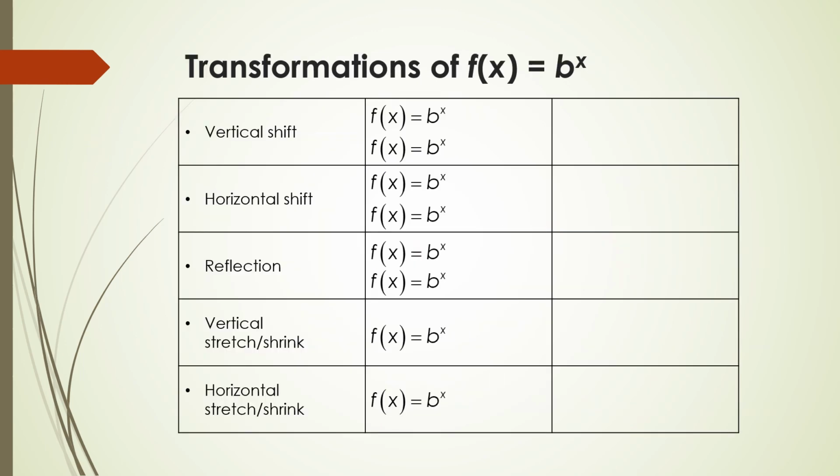So our parent function was f(x) = b^x. And we showed two examples where b was 3 and b was 1/3. But then we can start doing some transformations of those. If we are doing a vertical shift, that means we're going to either add a number or subtract a number. So if we add it, that means it's going to shift up c units. And if I'm subtracting it, it's c units down.